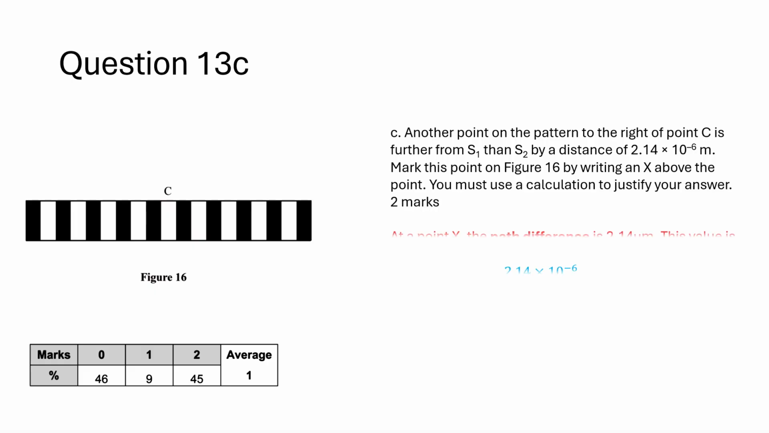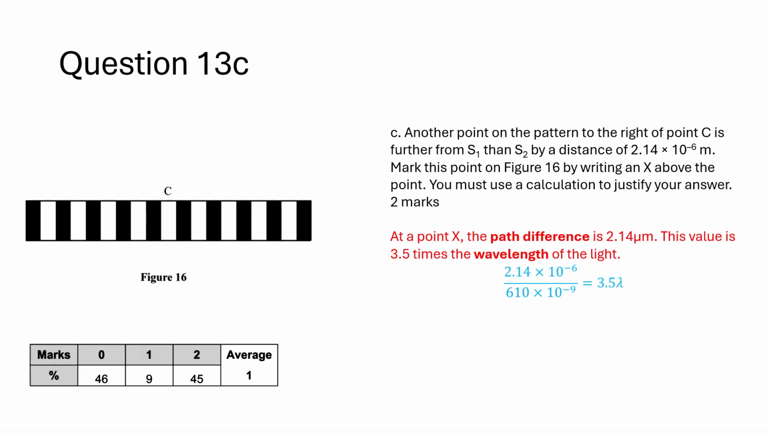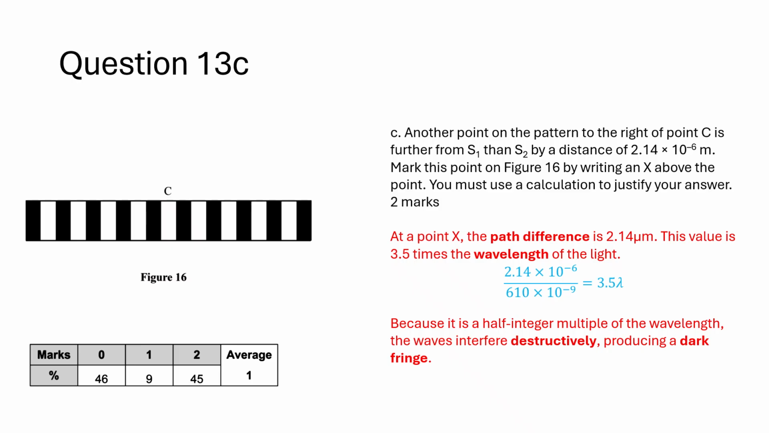At a point x, the path difference is 2.14 micrometers. This value is 3.5 times the wavelength of the light. Because it is a half-integer multiple of the wavelength, the waves interfere destructively, producing a dark fringe. Since the integer part is 3, this is the fourth dark fringe.